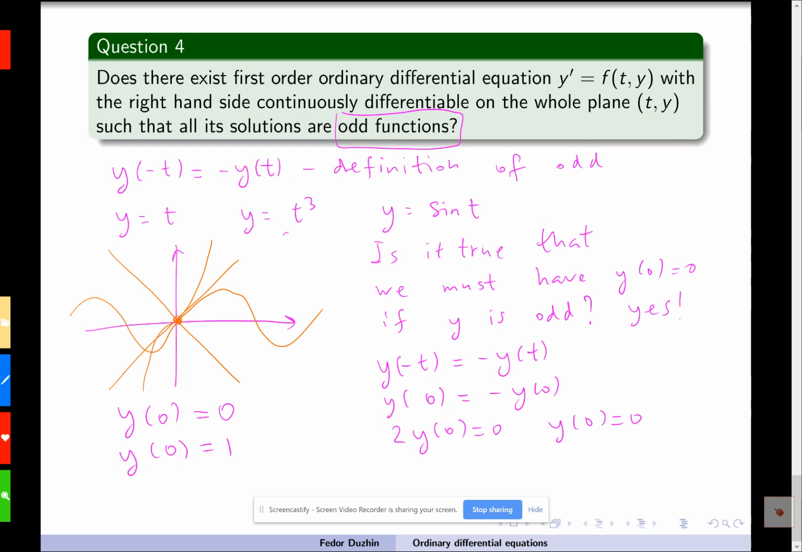So if all solutions of our differential equation are odd functions, it means that the initial value problem y of 0 equals 1 does not have a solution. But that is a contradiction to the Picard-Lindelöf theorem, according to which every initial value problem must have a solution. So this concludes the proof of this question.